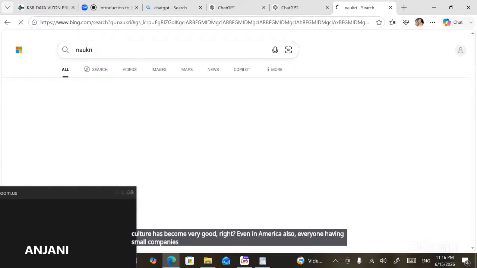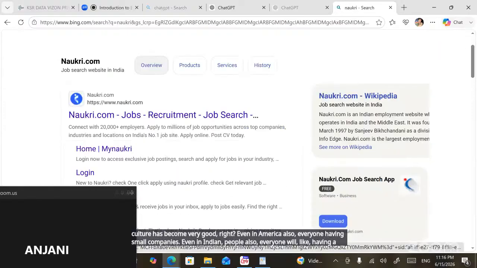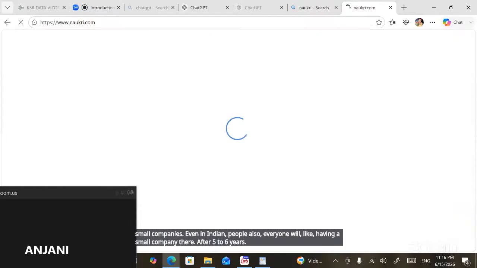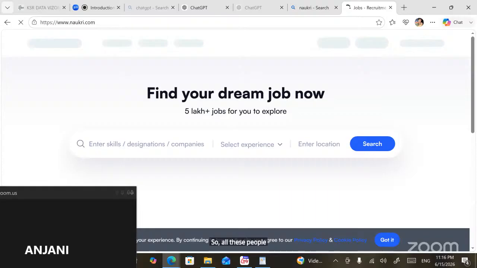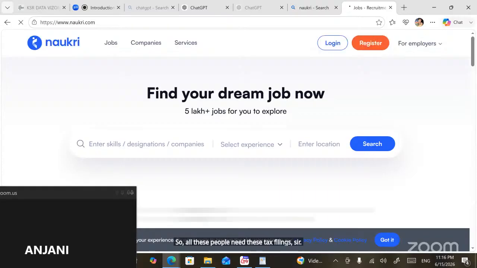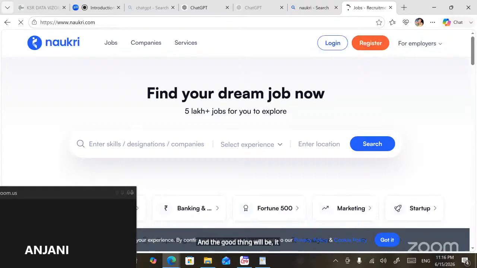Even among Indian people, everyone will have a small company there. After 5 to 6 years, once they are settled in the US, they will start a small consultancy. So all these people need tax filing, sir. And the good thing is it won't change frequently like in the IT industry.